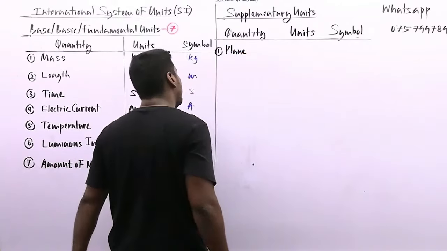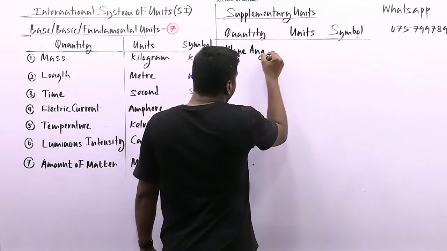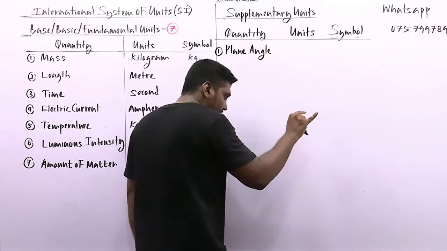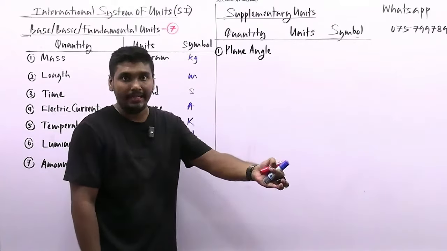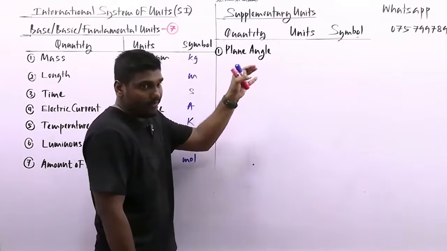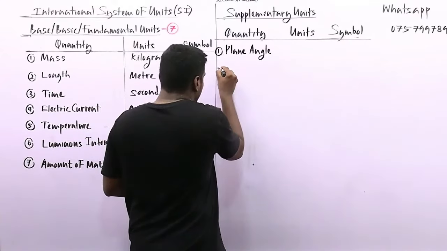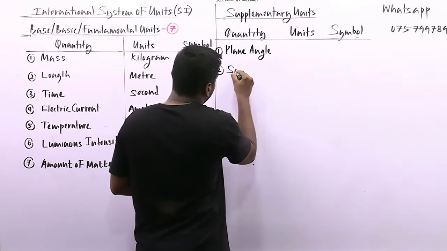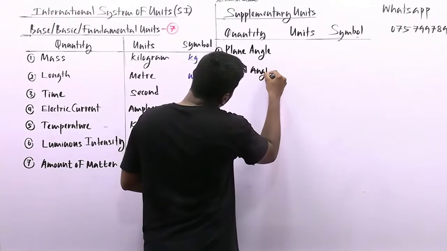So what is plane angle? We learned angle, but what is plane angle? Plane angle is exactly the same as what you learned at all levels. Angle is what you call plane angle, but I will do the definition in a different way in a while. Number 2, the second supplementary unit, is solid angle.